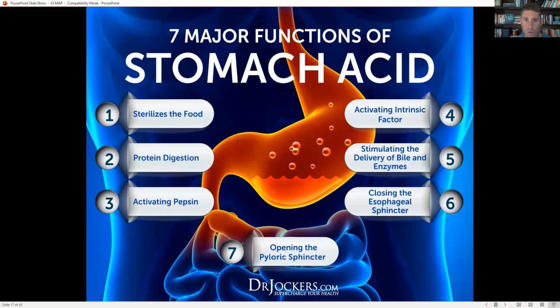So 7 major functions of stomach acid. This is why stomach acid is so critical, needs to be supported. Sterilizes the food. When we eat food, it sterilizes it, so bacteria and pathogens don't get further along and colonize and infect us. Protein digestion, very critical for breaking down protein into amino acids so we can digest them effectively. Pepsin, which is an enzyme, it activates that, and pepsin is critical for digesting protein. Activates intrinsic factor, just like I talked about, for B12 absorption.